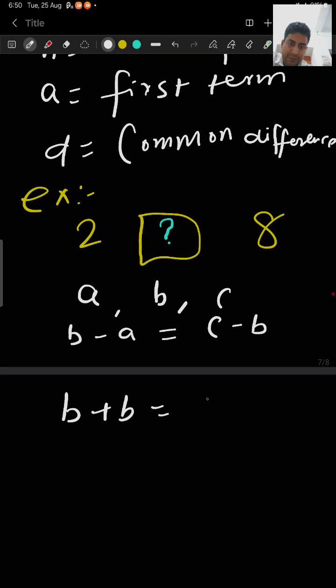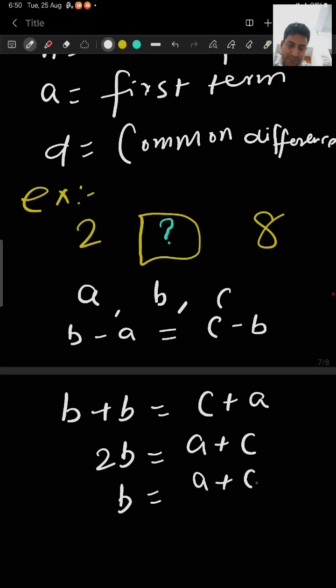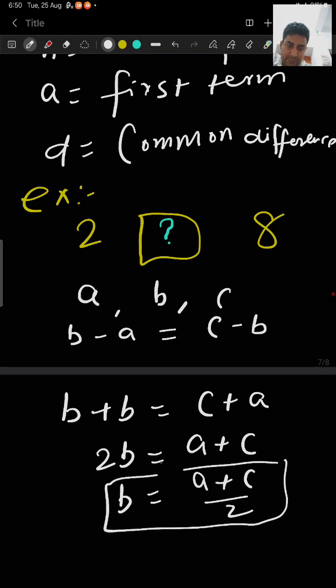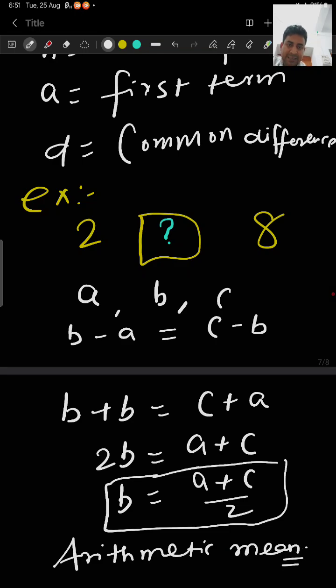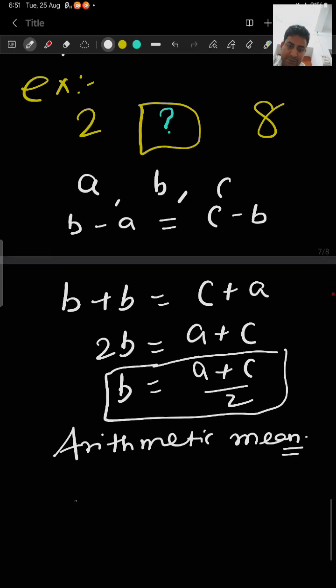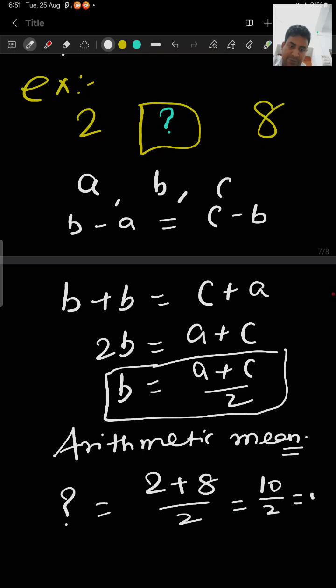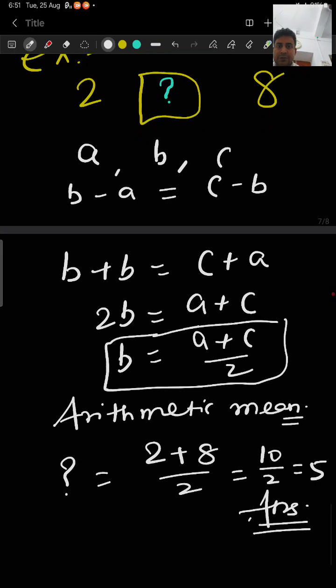B minus A equals C minus B, means 2B equals A plus C. The middle term is the sum of the first term and last term divided by two, for three numbers in AP. This is known as the arithmetic mean. This is also important. So the solution for this question is the mid number, which is equal to 2 plus 8 by 2. That means 10 by 2 is 5. 5 is our answer.